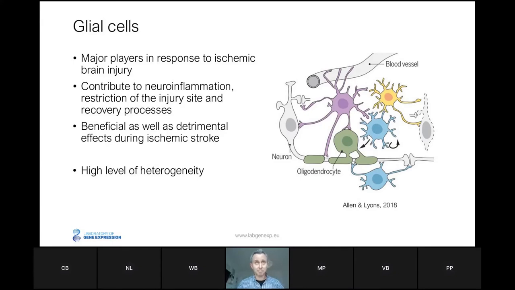So that was the introduction about the disease. Now a little bit about the biology. As has been nicely introduced, our main interests are in glial cells. Those cells are major players in the response to ischemic brain injury. They contribute to many different processes, but probably the major ones are neuroinflammation, restriction of the injury site, and also they contribute to recovery processes. As I have already mentioned, they could have beneficial as well as detrimental effects during stroke, depending on temporal or spatial aspects. What is now known is that there is a high level of heterogeneity.